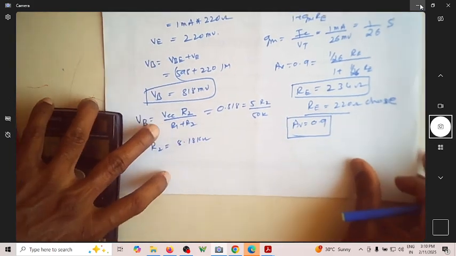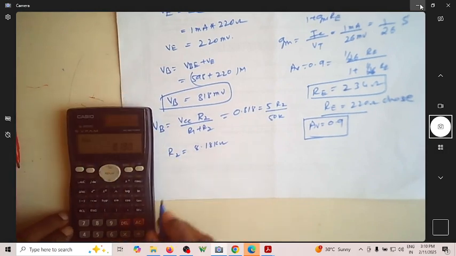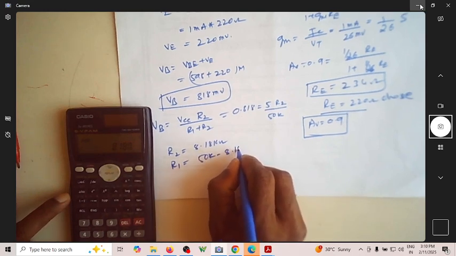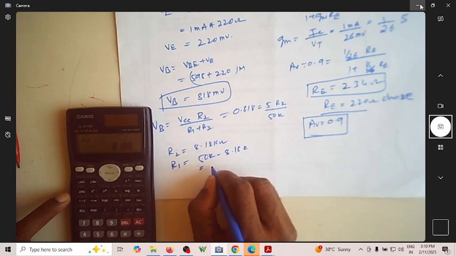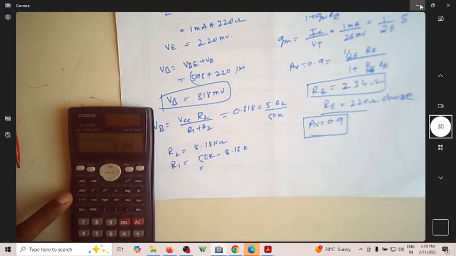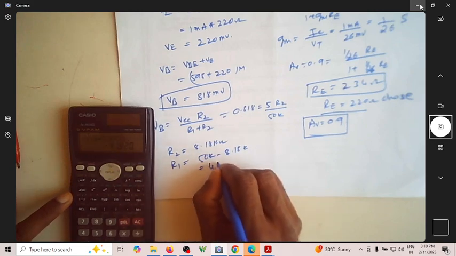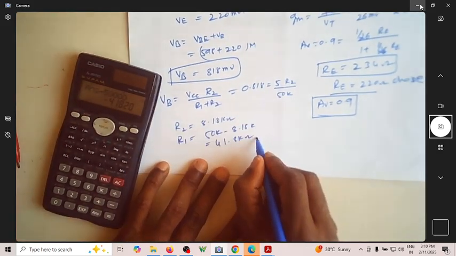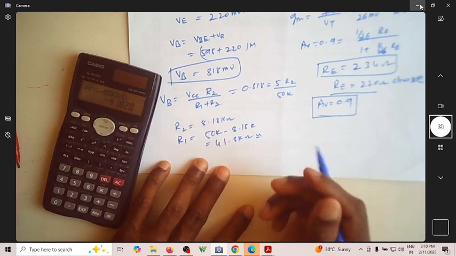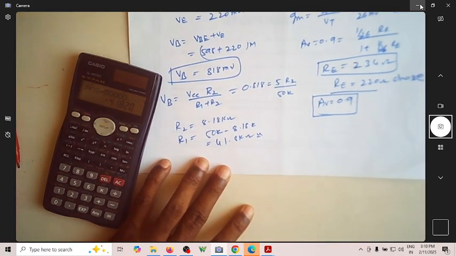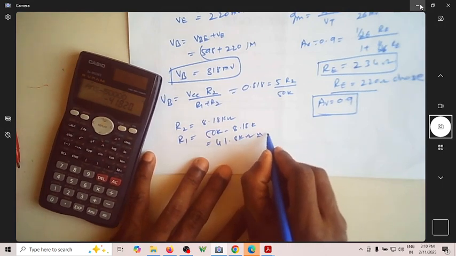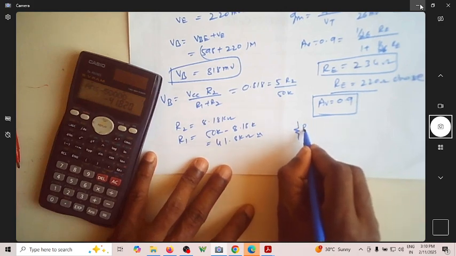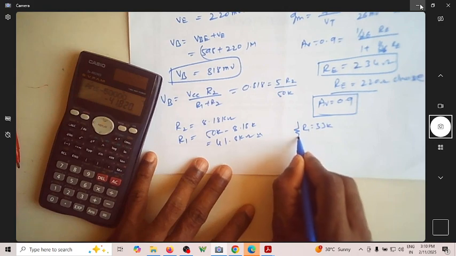So if R2 is 8.18 kilo ohm, then how much is R1? R1 is equal to 50k minus 8.18k, which will become 41.8 kilo ohm. So you can use a standard value, maybe 33 kilo ohm itself, so it's not an issue. So you can use R1 equal to 33 kilo ohm.